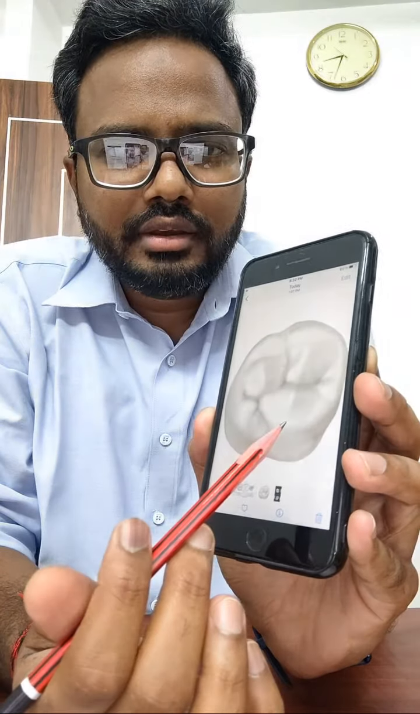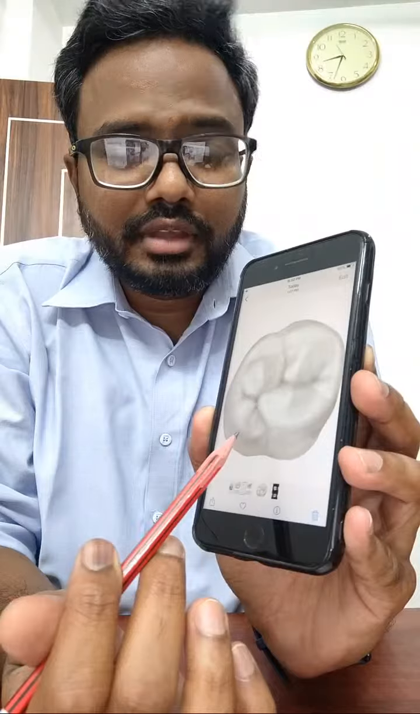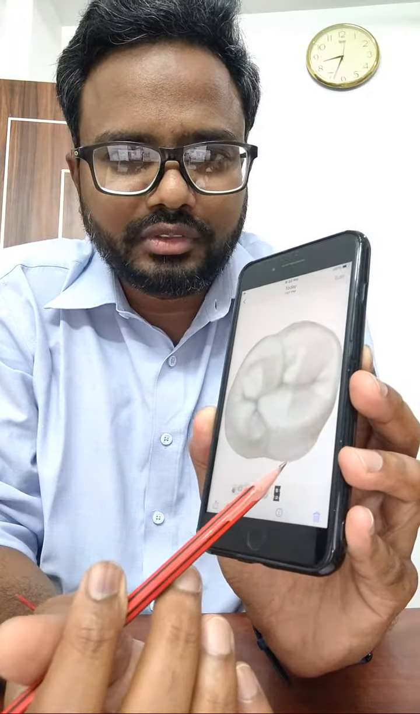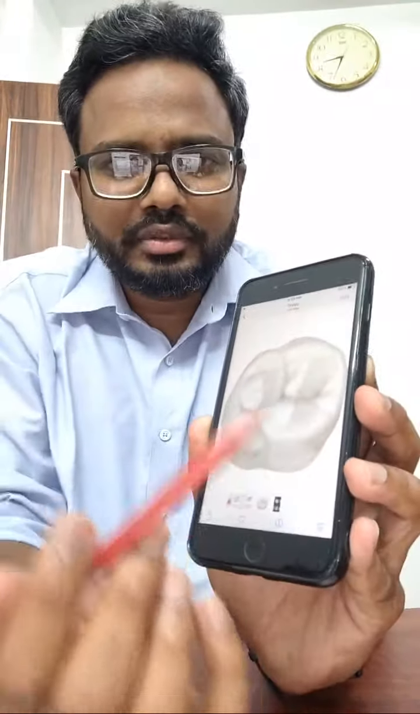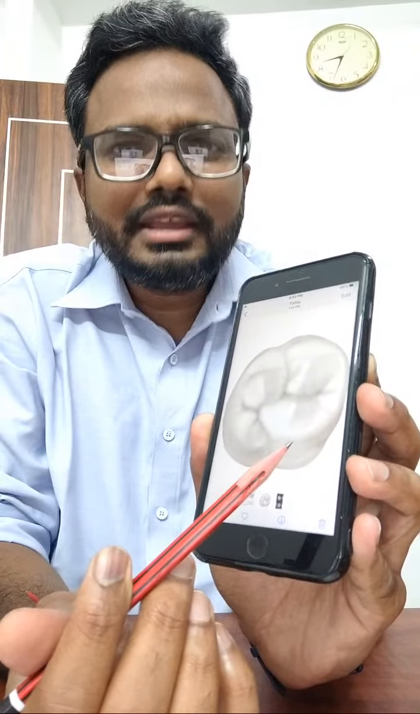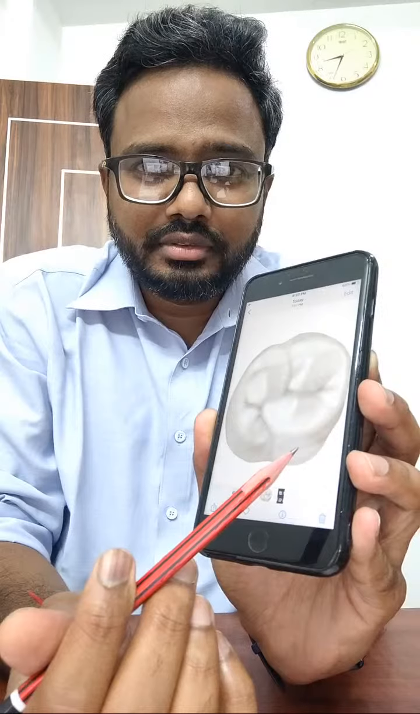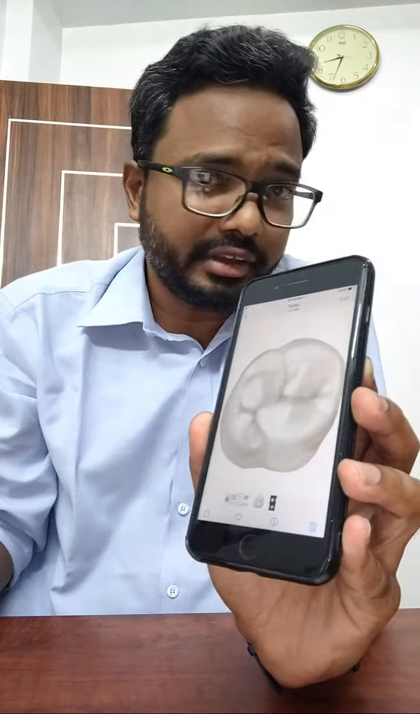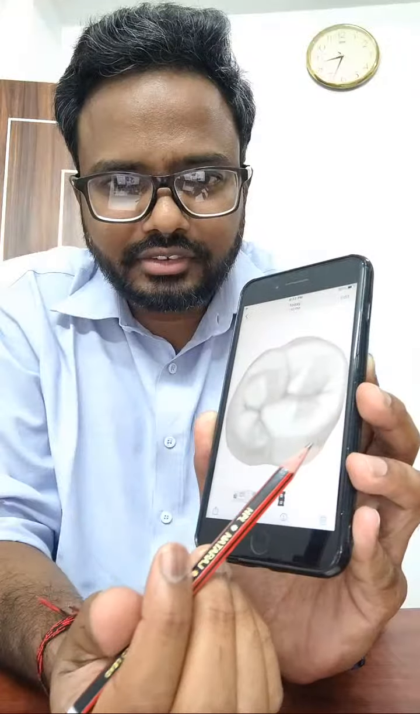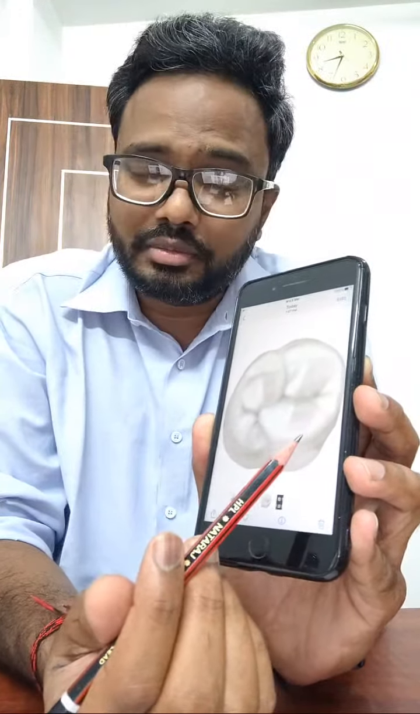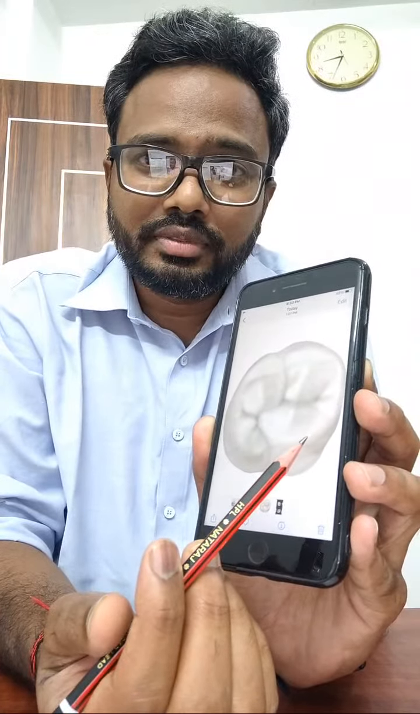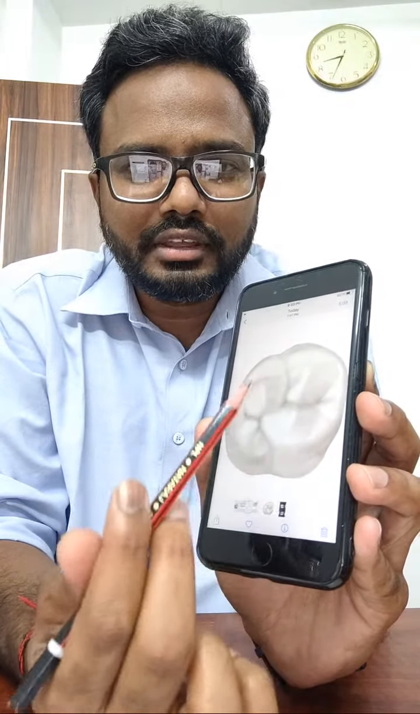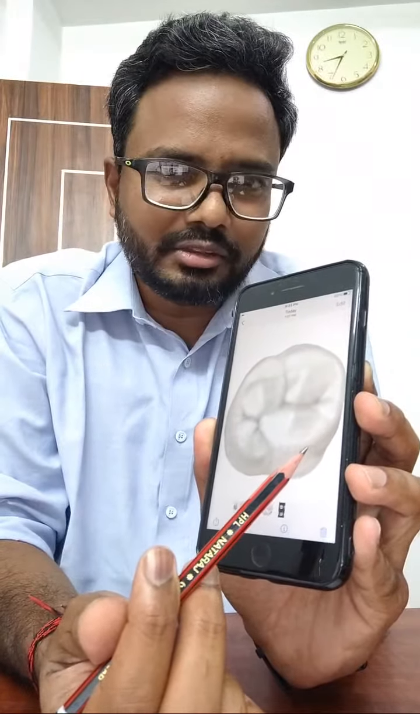Okay, yeah. And as you can see, there are other 3 cusps, but among all these 4 cusps, along with this cusp of Carabelli, so let's suppose there are 5 cusps on this model, right? So among these 5 cusps, only 3 cusps are considered to be primary cusps, and 2 cusps are considered to be secondary cusps. So can you make a guess, which are primary and which are secondary? So as you can already see, this largest cusp, the mesiolingual cusp, is a primary cusp. And according to Wheeler's, based on development, the buccal cusps along with the mesiolingual cusp, these 3 together are considered to be primary cusps. You can make a note of this point.